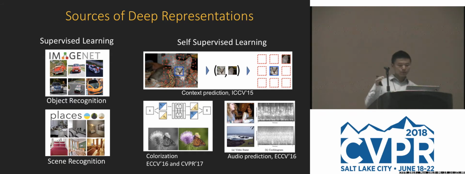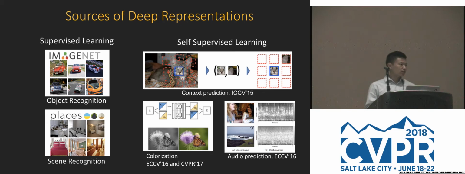Also, people propose this colorization task. They train a network to colorize a gray image into a color image, using this as supervision to train the network. Also, people use audio prediction, training the network to predict the correspondence between the video frames and audio. With those different supervisions, you can get different representations.